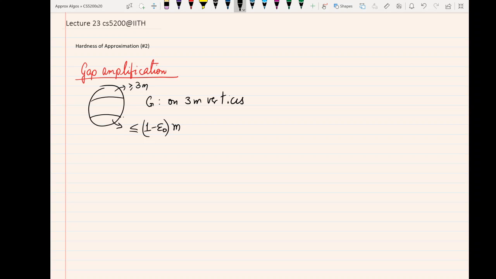Okay, and this problem we had shown was NP hard because the gap 3-sat problem was NP hard, and this was for some particular epsilon naught, where epsilon naught was some really small number like 0.0001 or something. Okay. Now, what was the issue with such a hardness result? Well, the problem is basically the fact that the gap over here, that is 3m. Oh, this should be m actually.